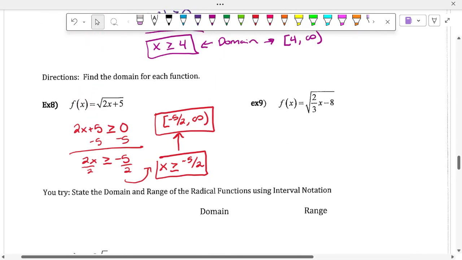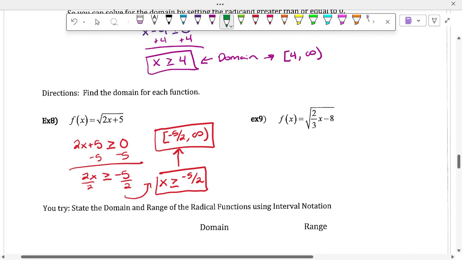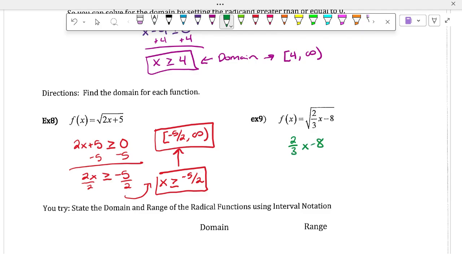All right, what about example 9? What do I do? So 2/3 x minus 8 is greater than or equal to 0. Add 8 to both sides.